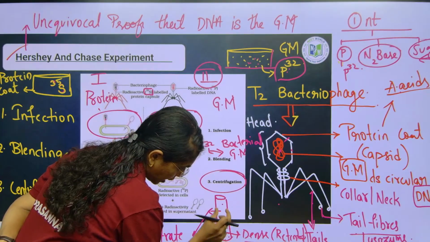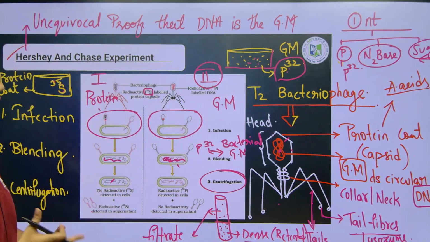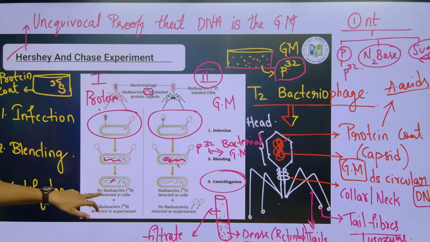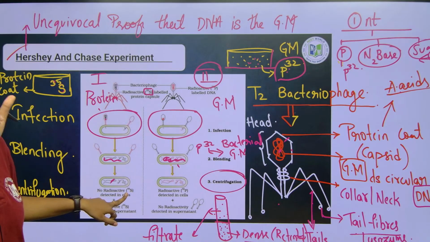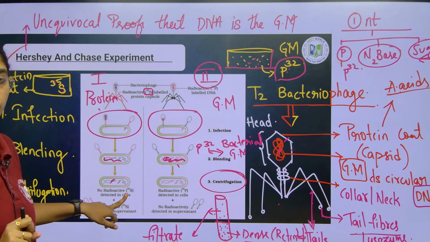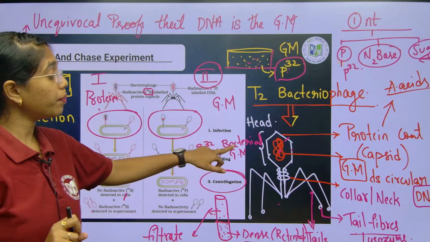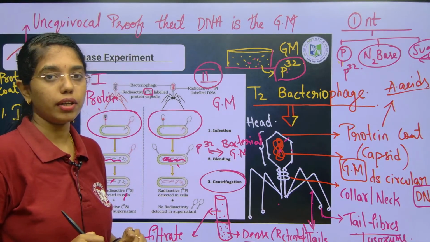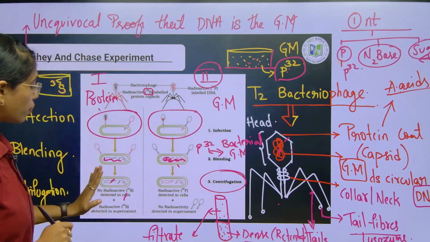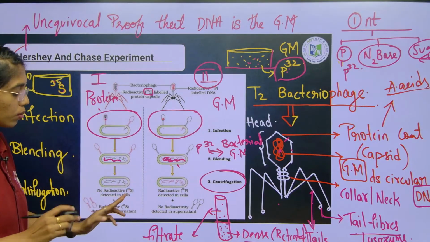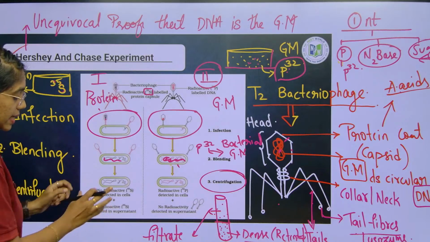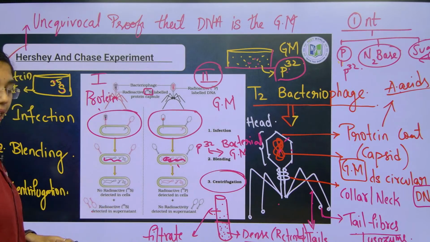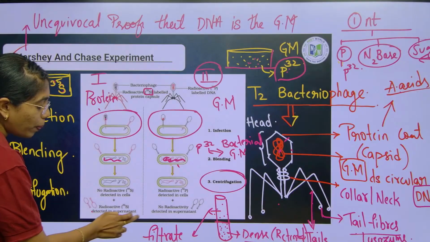This is retentate and this is filtrate. Here, no radioactive S32 is detected inside the cells, because it is not protein coat that is blended along with the genetic material of bacteria; it is the genetic material of bacteriophage that gets integrated with the genetic material of the bacteria. Got it? So, the radioactive S32 is not present inside the cells after the blending, and you can see this in the supernatant.